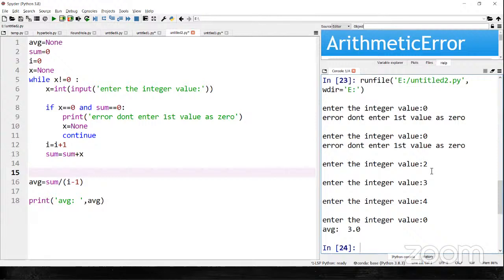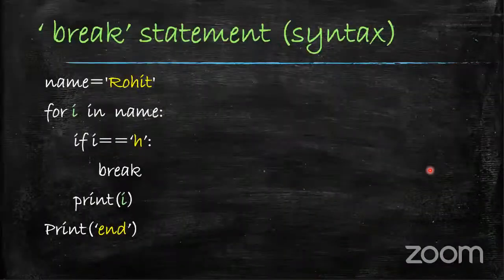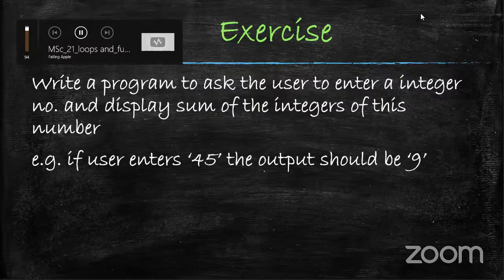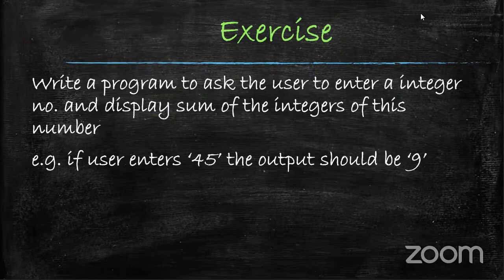Yes, sir. Okay. Now we have one more thing to do that you will do by yourself. So can anyone read out the exercise? Write a program to ask the user to enter an integer number and display the sum of the integers of this number. Example, if the user enters 45, the output should be 9. Okay, good. Now can anyone tell me how the logic should be, what kind of logic we should have?